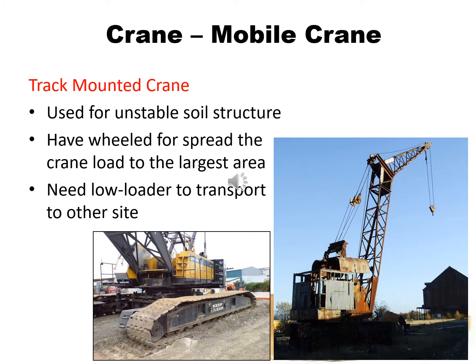Track-mounted crane. It is used for unstable soil structure. It has wheel for spreading the crane load onto the largest area. It needs a low loader to transport to the other side.